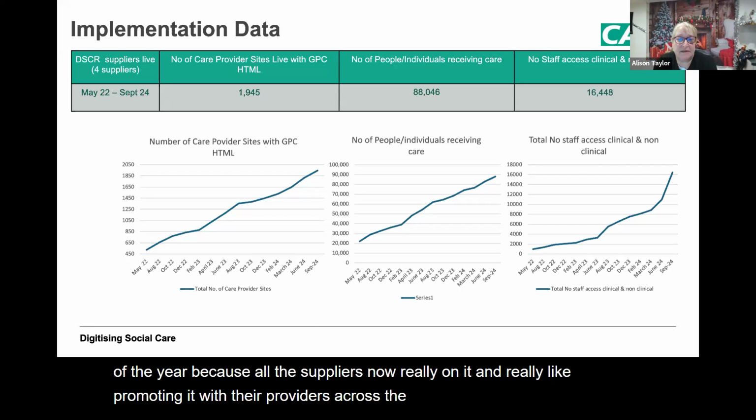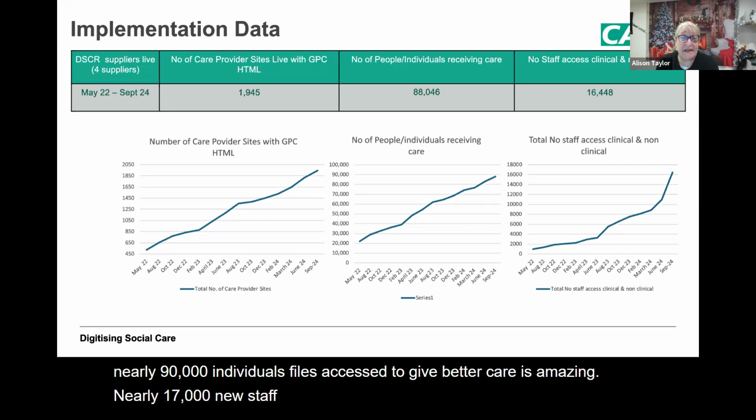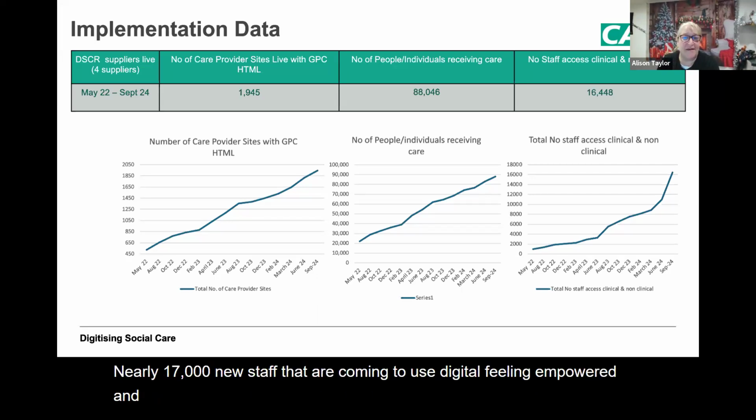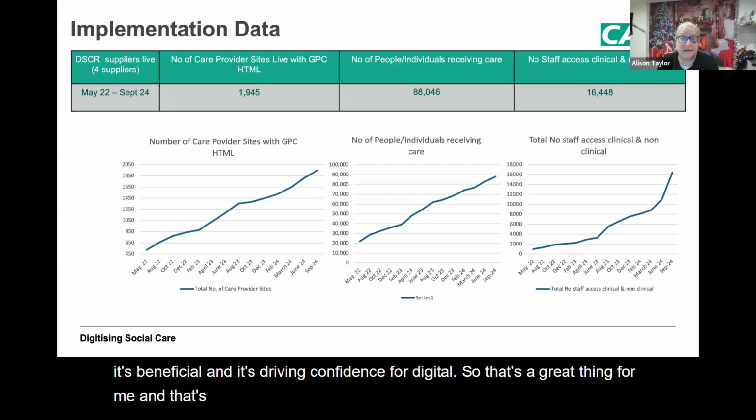I think having nearly 90,000 individuals' files accessed to give better care is amazing. And obviously nearly 17,000 new staff are coming to use digital, feeling empowered and not saying, I can't do that, because they want the information, they know it's beneficial, and it's driving confidence for digital. So that's a great thing for me. And that's all that slide is. It's, again, for reflecting on, really. Next slide.